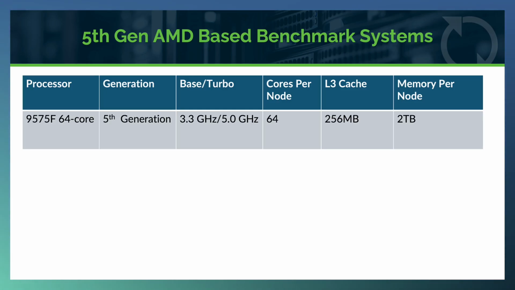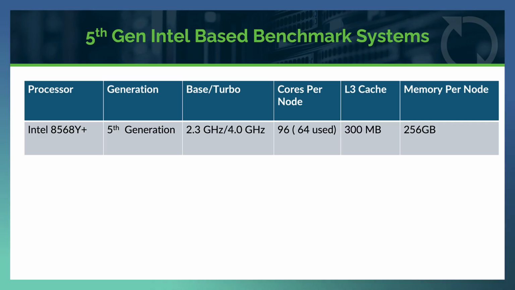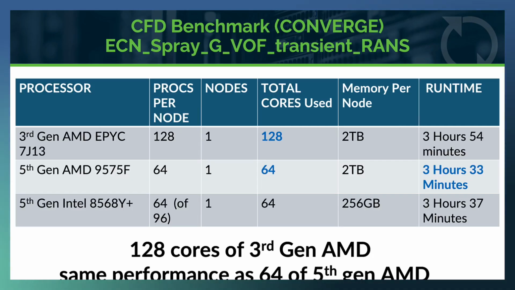The benchmark system that we have is 64 cores. The base frequency is 3.35 gigahertz, 64 cores in this particular box, and 2 terabytes of memory. We also have a 5th Gen Intel system. We've done a previous webinar on 5th Gen Intel. It's similar, 2.3 base, and it can't get that 5 gigahertz. Intel's at around 4 gigahertz on 5th Gen, with 96 cores. Though to make it equal, we're using 64 cores on many of the comparisons, and then 256 gigs memory per core. This particular chip has a large L3 cache as well, 300 megabytes.